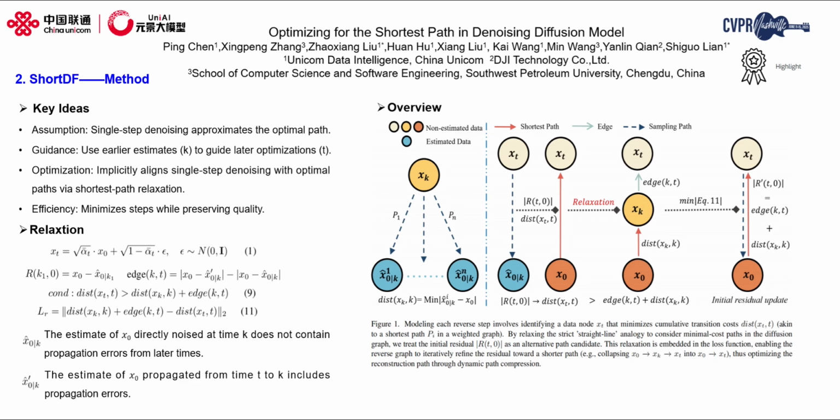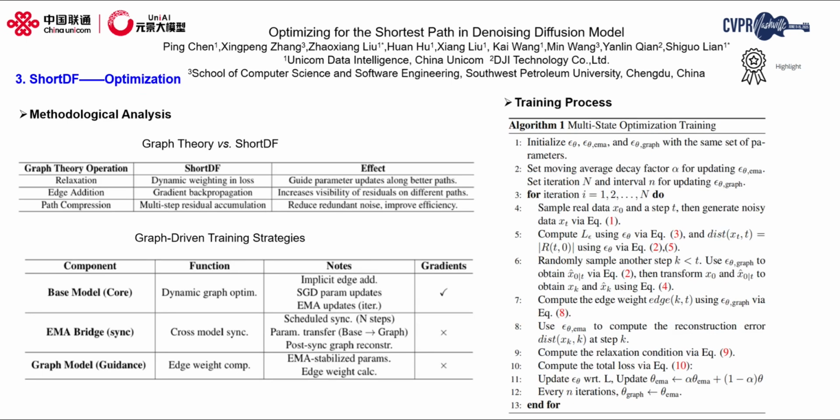This has the flavor of reverse graph construction. By treating these error propagations as edges in a graph, we apply shortest path relaxation ideas. The result at step T is continuously updated based on better information from step K, compressing the path while preserving quality. Let's now look at how this method is optimized in practice.